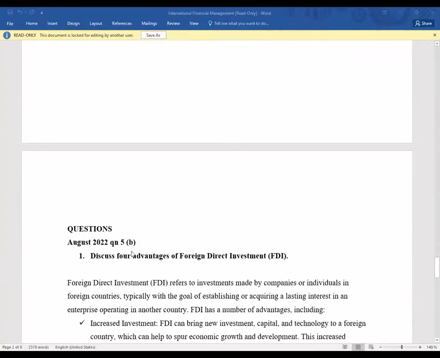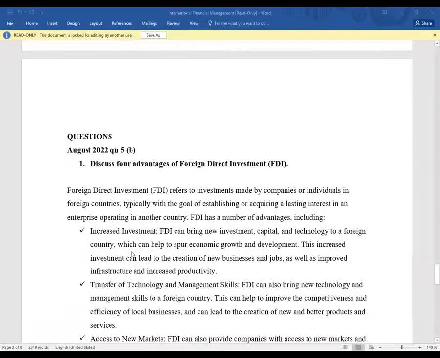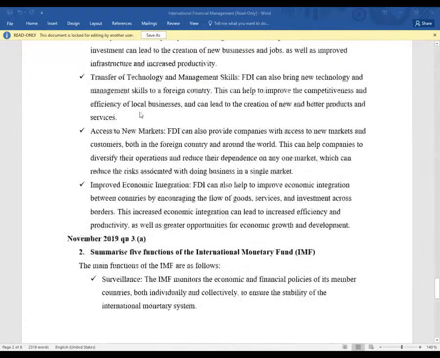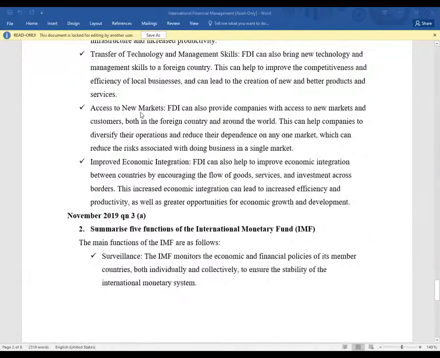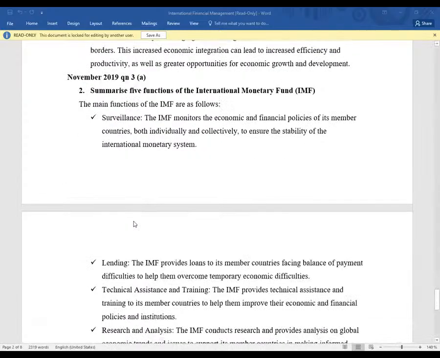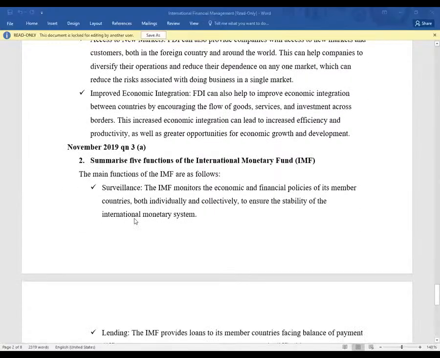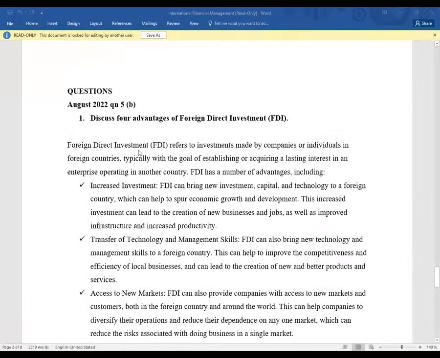Great. Now, we have various questions here that I would want us to look at. For example, August 2022, question number 5. November 2019, question number 3. There must be many from this area. So November 2019, question 3. No, August 2022, question number 5B.